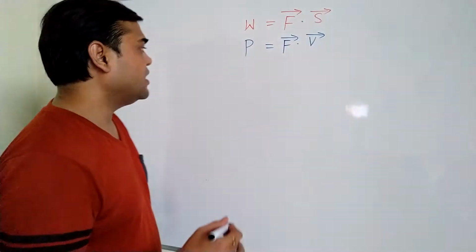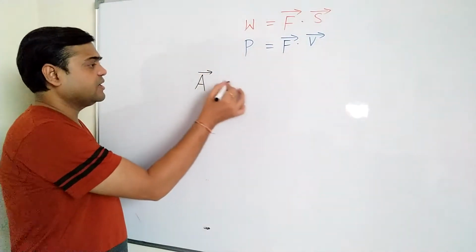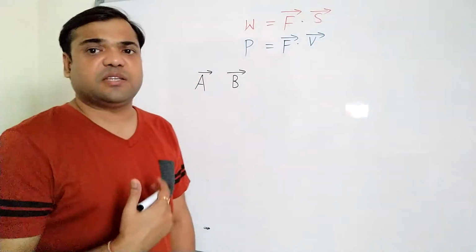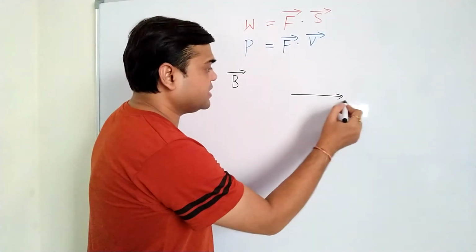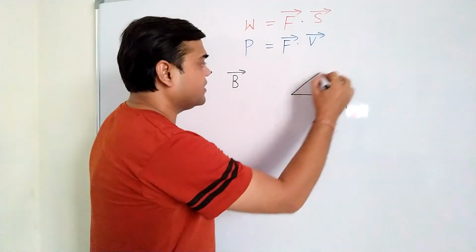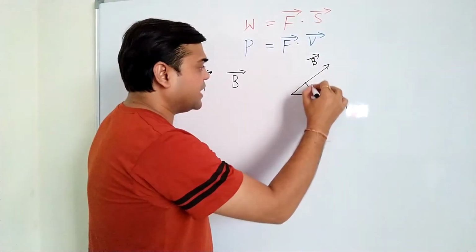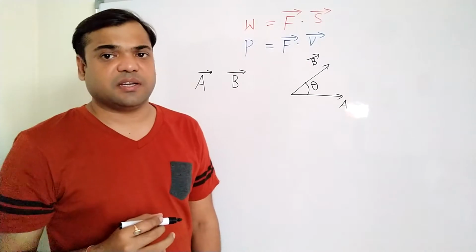So here, how do we calculate the value of the dot product? Let us say I have two vector quantities. One quantity is A, the other quantity is B. Let us first represent these two vector quantities through a diagram. So here, this is vector A and here it is vector B. And let us say the angle between vector A and vector B is given as theta.